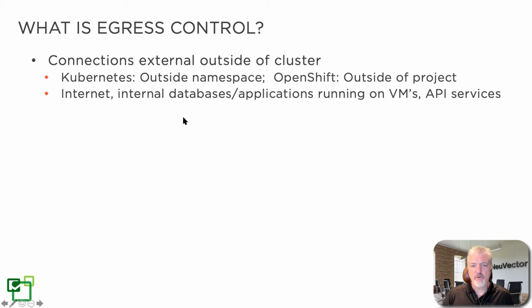I think hopefully we all understand what egress control is. We're talking about connections that are going outside of the cluster. For today's purpose, basically anything that goes outside of the cluster. There's some terminology around outside of a namespace or things like that, but I want to keep that simple. OpenShift defines this as outside of the project. But this is why we're going to talk about it.